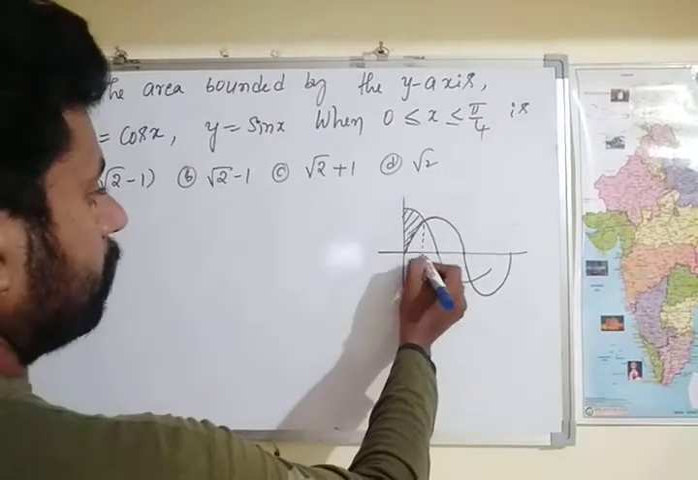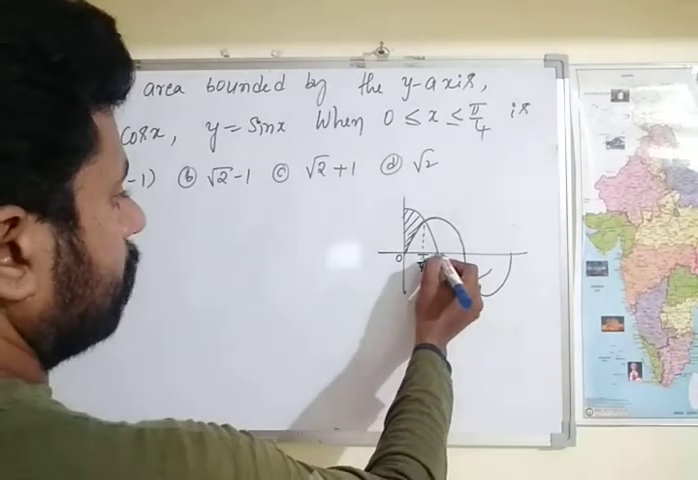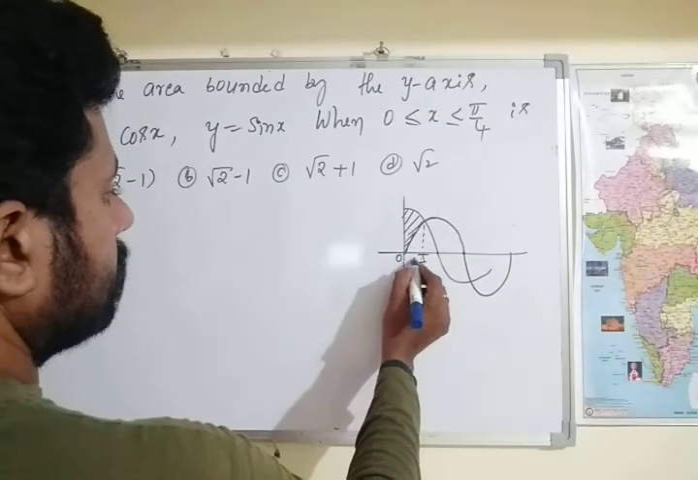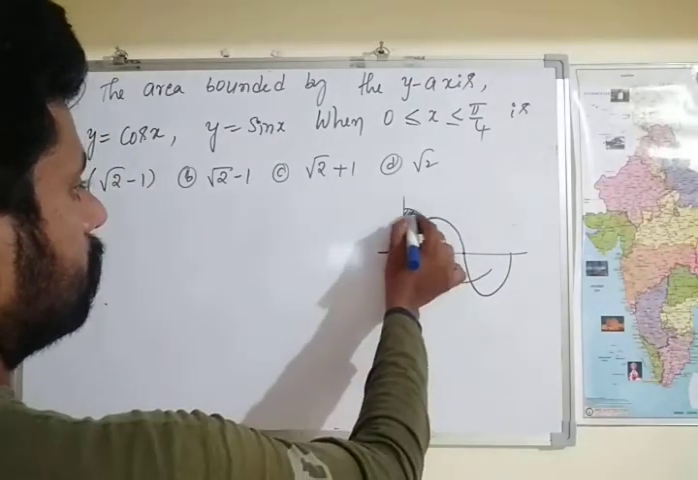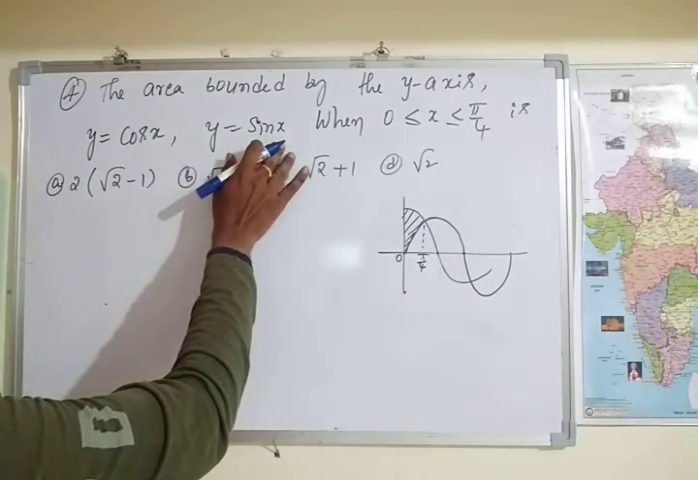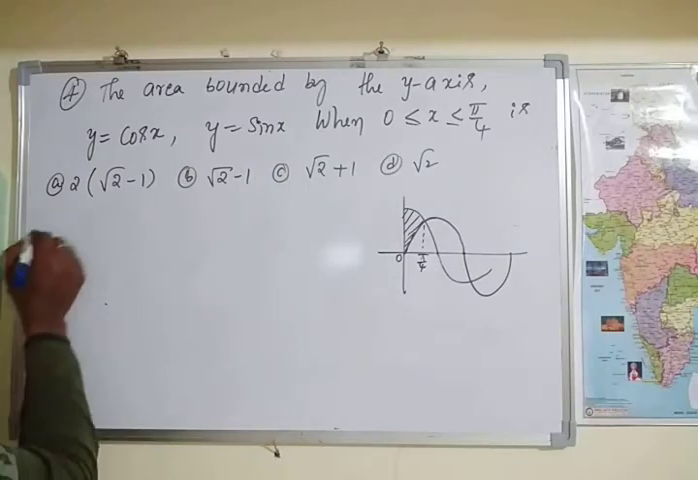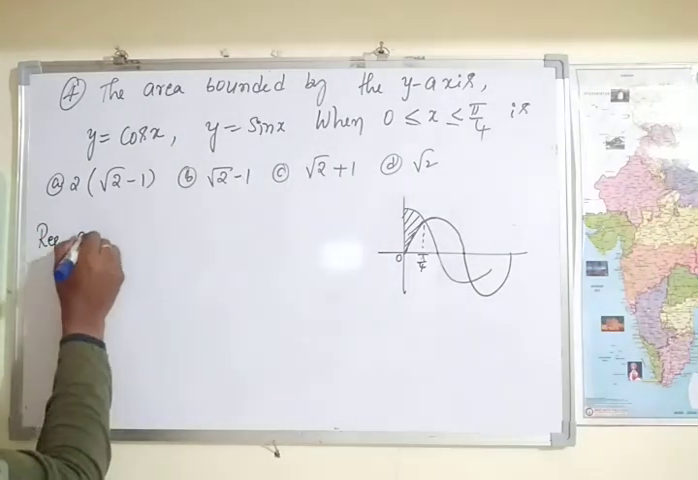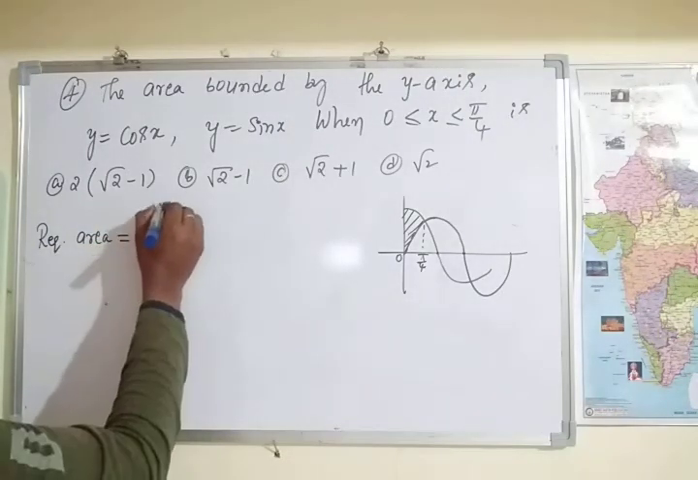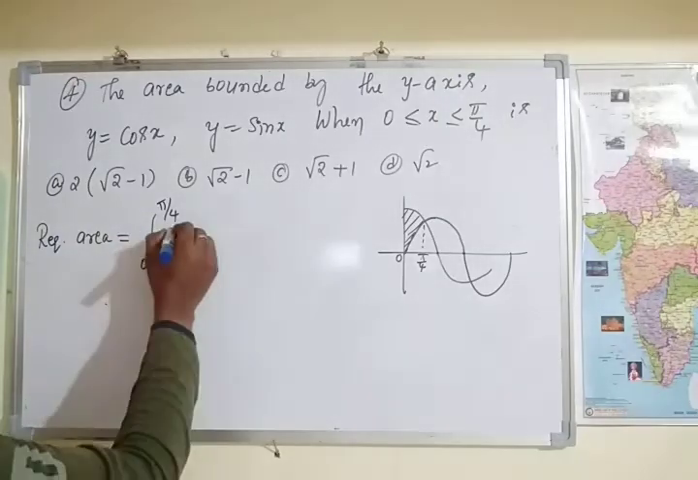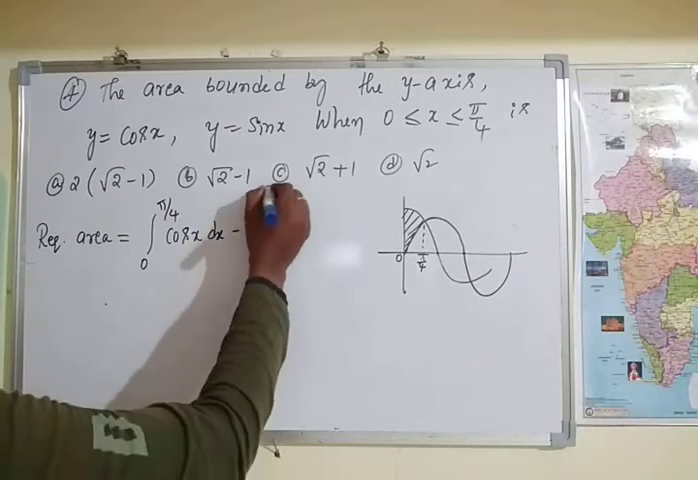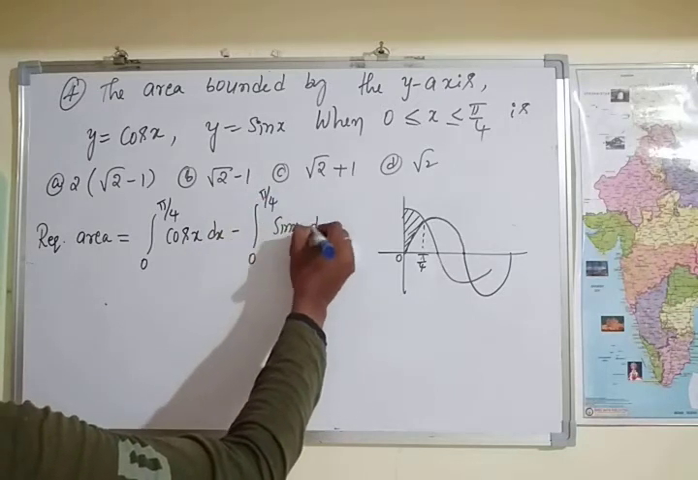See here, pi by 4, this is 0, this is pi by 2, here we consider 3 pi by 2 and this is pi. Now here we consider x from 0 to pi by 2. So we have two curves, cos x and sin x. Now the required area is equal to the integral from 0 to pi by 4 of cos x dx minus the integral from 0 to pi by 4 of sin x dx.